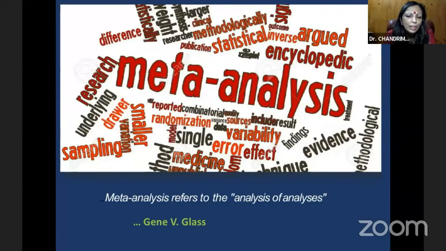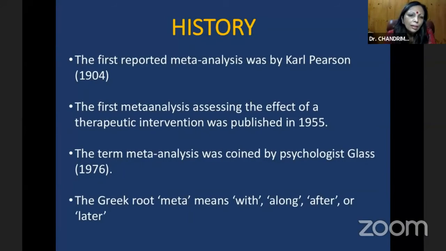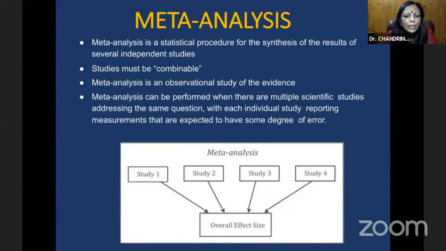So we're moving on to meta-analysis, which refers to analysis of analyses. The history goes back to Karl Pearson, and the first meta-analysis assessing the effect of a therapeutic intervention was published in 1955. Meta-analysis is basically a part of the systemic analysis and is a statistical procedure for the synthesis of the results.